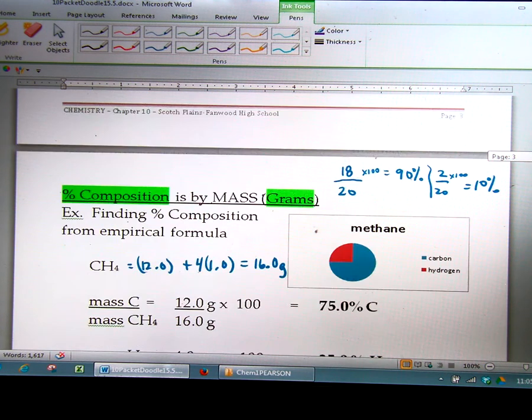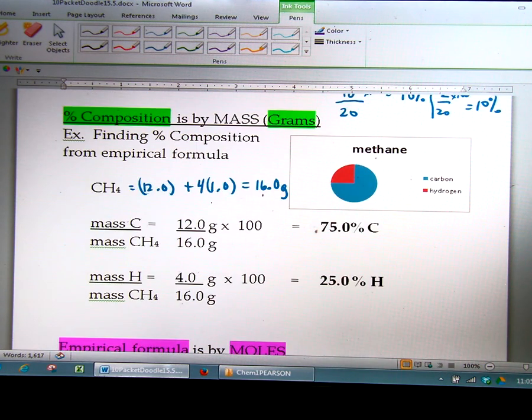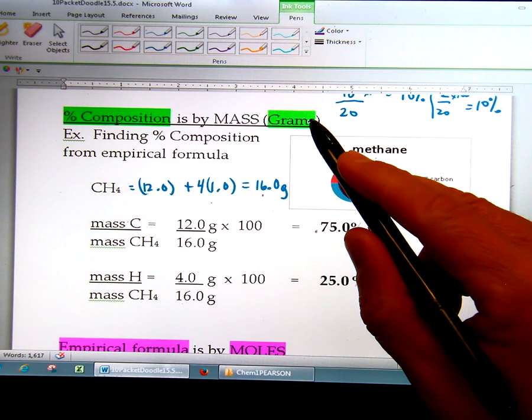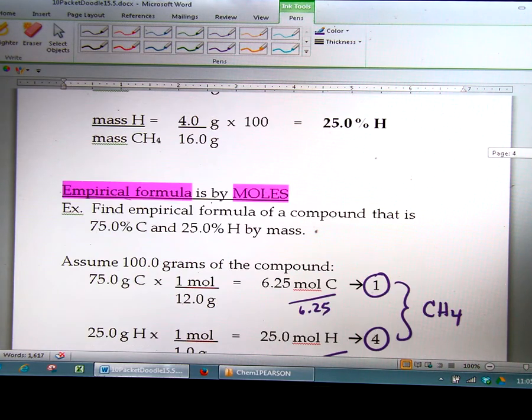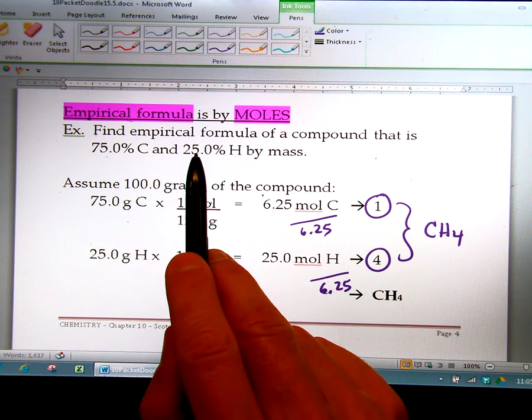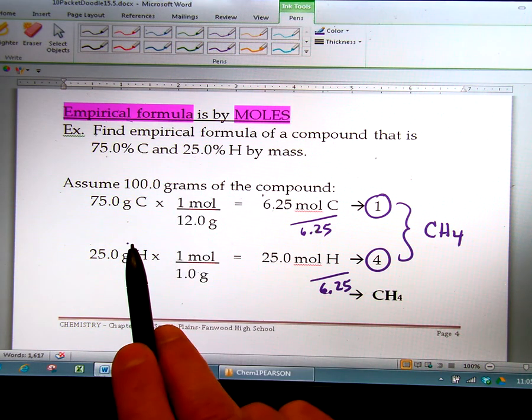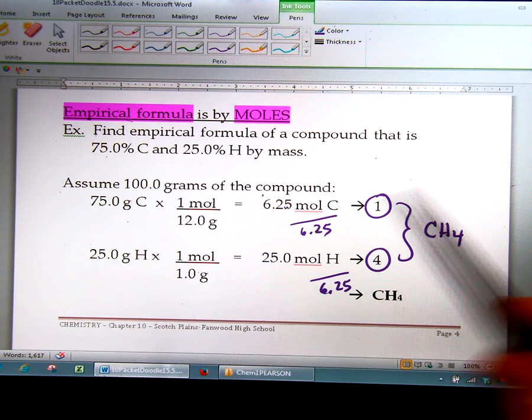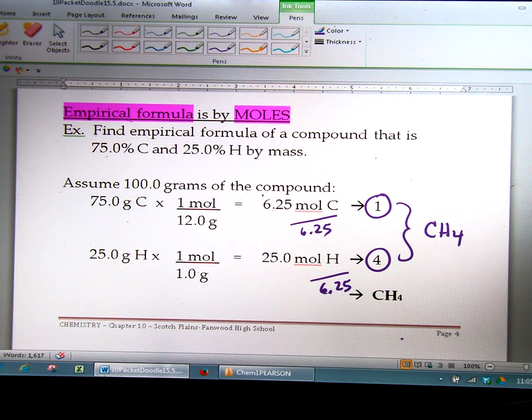So just to review, whenever I say percents, you think grams. Whenever I say formula, you think moles. So if I give you percents, those are grams, you change them into moles for the formula, and then you take a simple ratio and get the final answer.